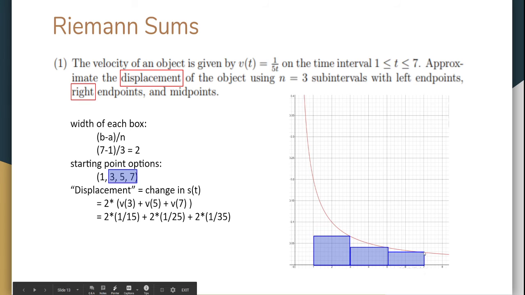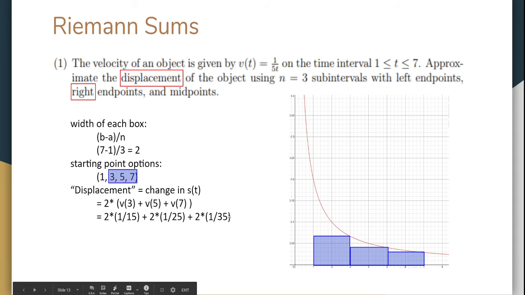So looking at this, for our first one we get v of 3, that gives us our height. That's 1/15, which you can't really see here, times 2, our width, and then 1/25 times 2, still our width, and then 1/35 times 2, our width.